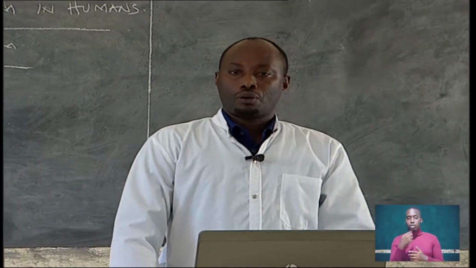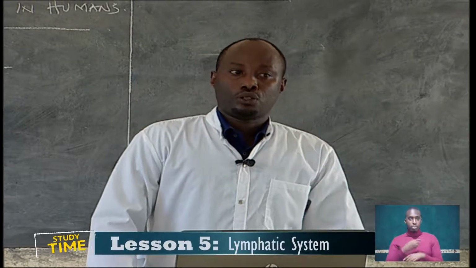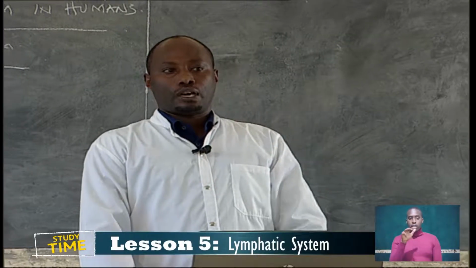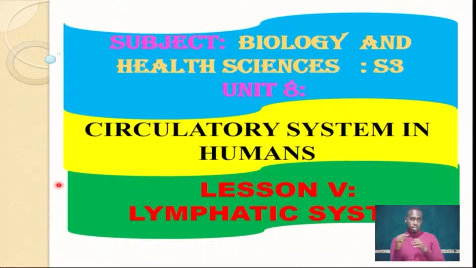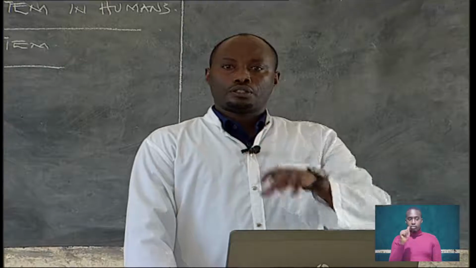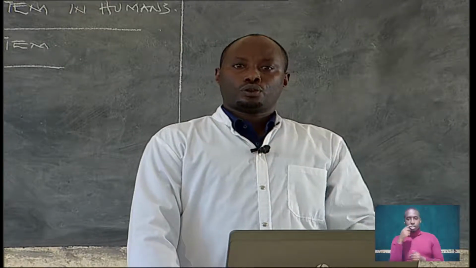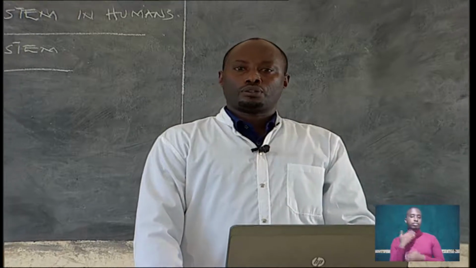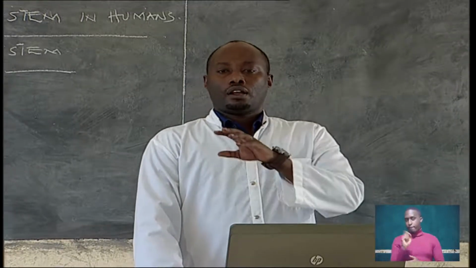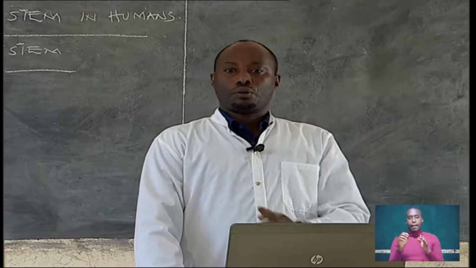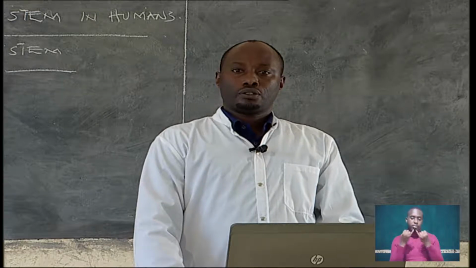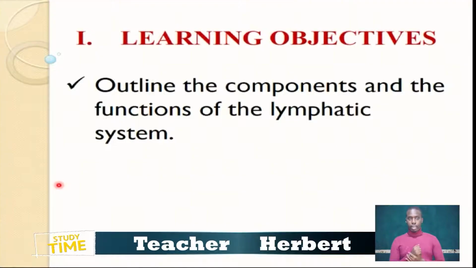So students, I welcome you today to Lesson 5, which is concerning the lymphatic system, as we talked about the circulatory system. Today we're going to discuss the lymphatic system. What is the running objective of the lesson? I would welcome everyone to get a pen and a notebook, and note the important concepts and words that I'm going to be mentioning in the lesson. Welcome to the lesson on the lymphatic system. The running objective: we are going to be outlining the components and the functions of the lymphatic system.